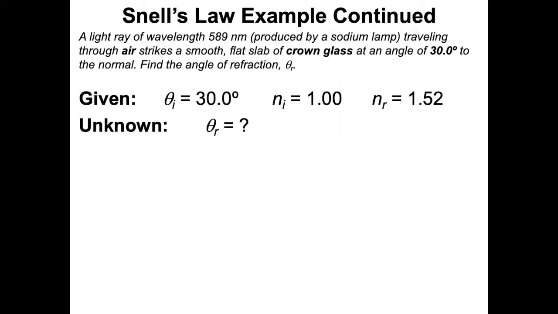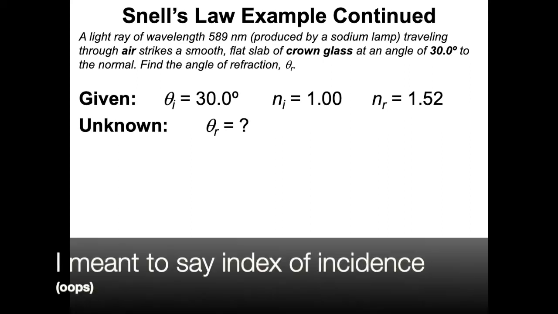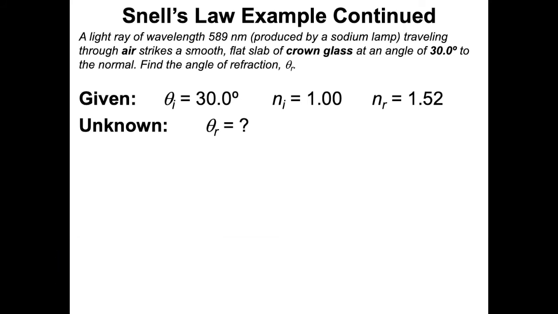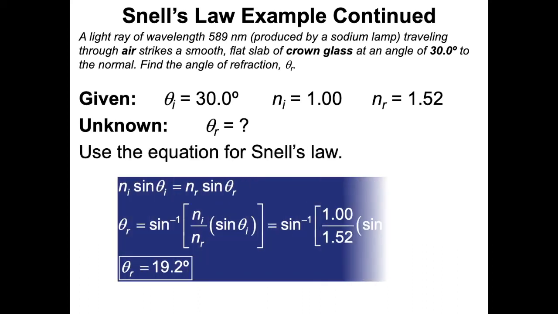So first we're going to identify what we know and what we don't know. We know the angle of incidence to be 30 degrees. We know the index of refraction coming in is going to be 1 because it's traveling through air. Then you know your index for when it's traveling through the crown glass to be 1.52, and I found that on table 1 in my textbook. So now I want to know what is the angle of refraction, so I'm going to use my equation for Snell's law.